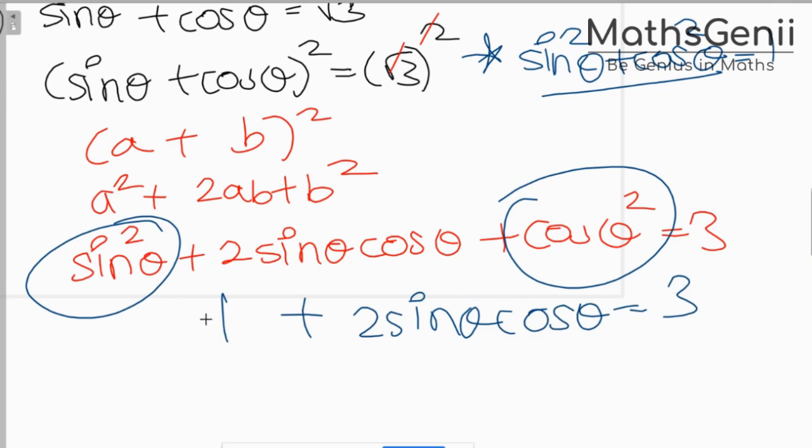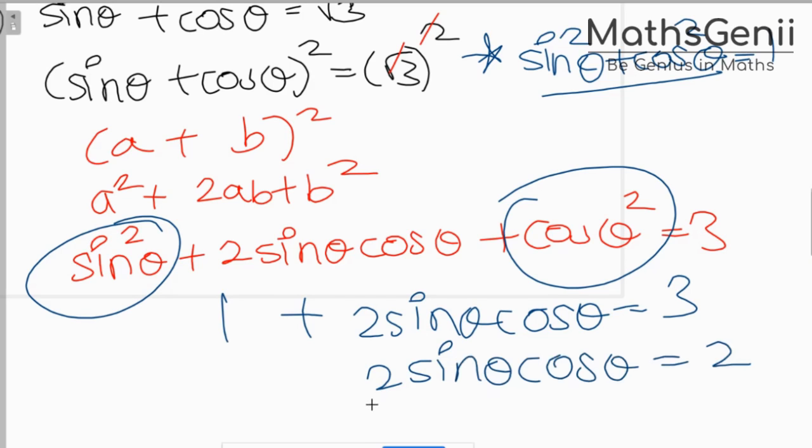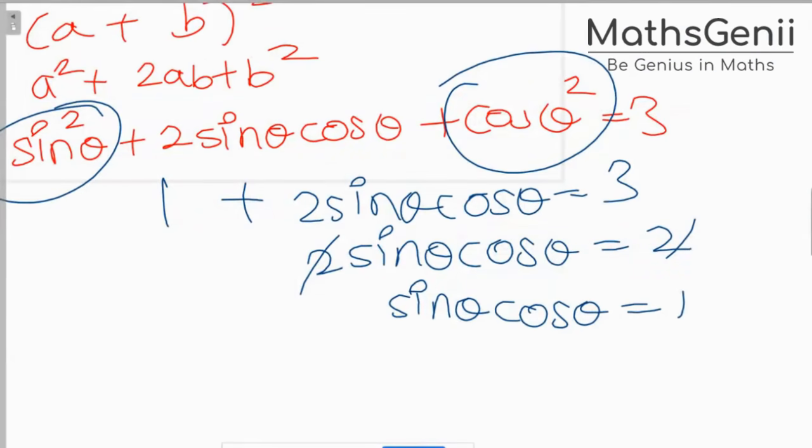So here plus 1 goes that side, becomes minus 1. 3 minus 1 is 2. So you cancel 2 and what remains is sine theta cos theta is equal to 1. Correct? If you don't want to cancel 2, what you can assume is, if you're getting confused, this 2 and multiply goes that side. 2 to cancel remains 1.